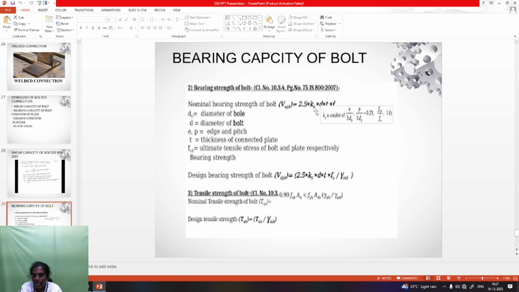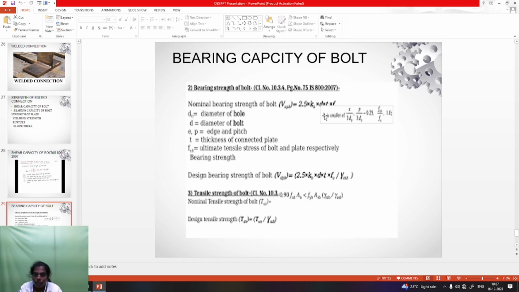So kb is the reduction factor. The reduction factor is also calculated based on IS 800 2007. The following four values are given in your code book: e by 3 d naught, p by 3 d naught minus 0.25, fub divided by fu, and 1. The four values are first calculated, and whichever is minimum, you take as the kb reduction factor.